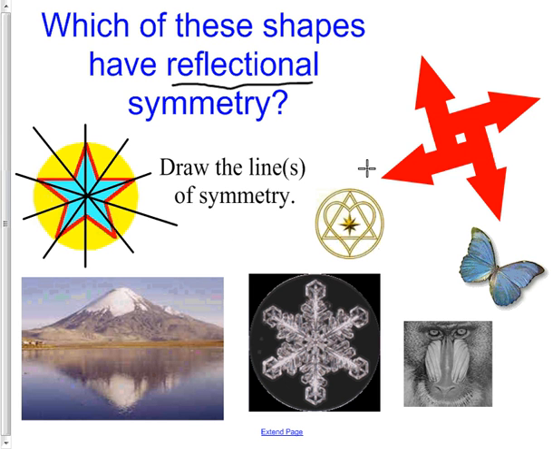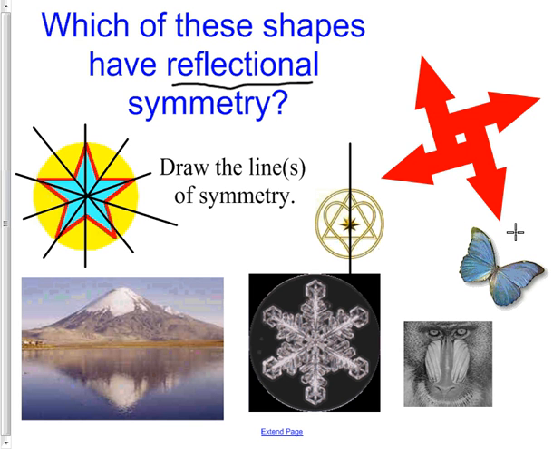This one here looks like it's going to have just 1 line of symmetry right down the middle. And then if we tried doing it this way, that heart wouldn't work out. This one does not. It has rotational symmetry, but it doesn't have reflectional symmetry.